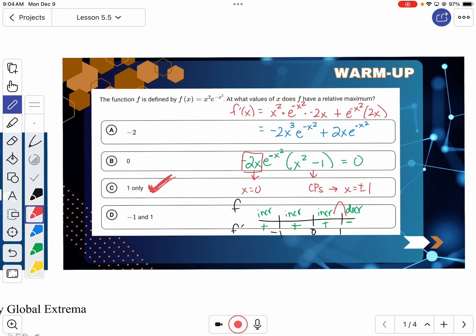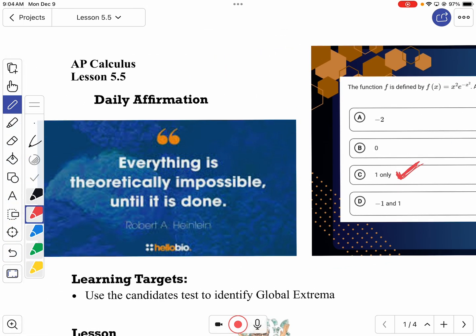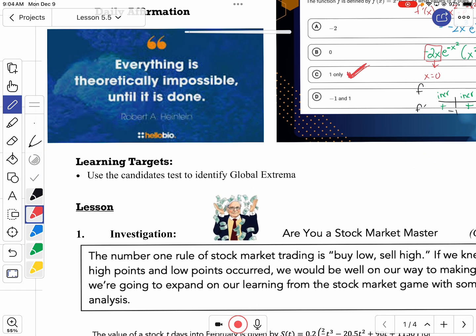Everything is theoretically impossible until it is done. There you go. Congratulations. Okay, so today we're going to talk about using the candidates test to identify global extrema. And so we've kind of already done it. I mentioned it briefly the other day when we were doing extreme value theorem.